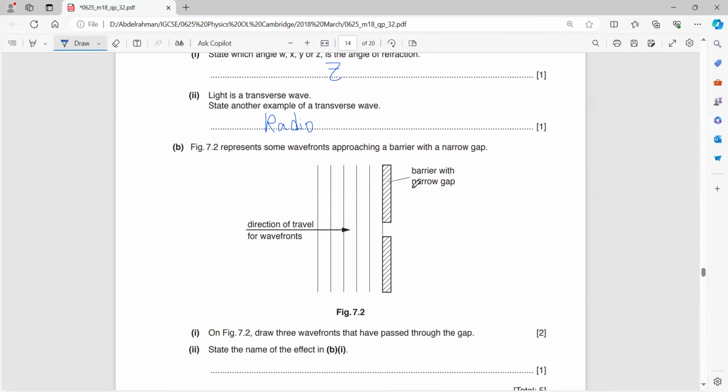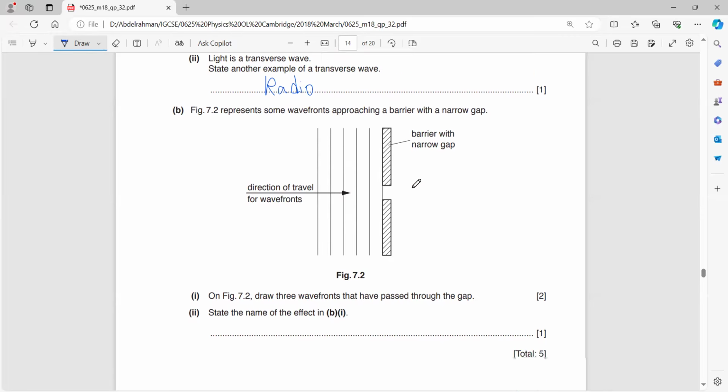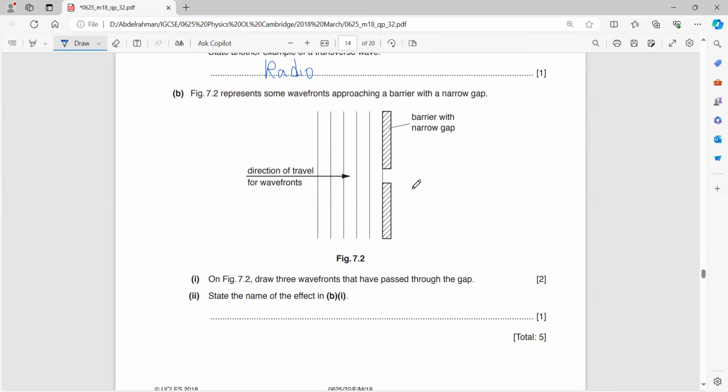Okay. Now I have some wavefronts going through a narrow gap. What should I do? Using the compass, because this is a narrow gap. Whenever you have a narrow gap, what should I do? I should draw it using a compass. Okay, draw 3 wavefronts that have passed through the gap. Initially, I have the compass. I'll put the pin, the pointy edge, in the center of the gap.